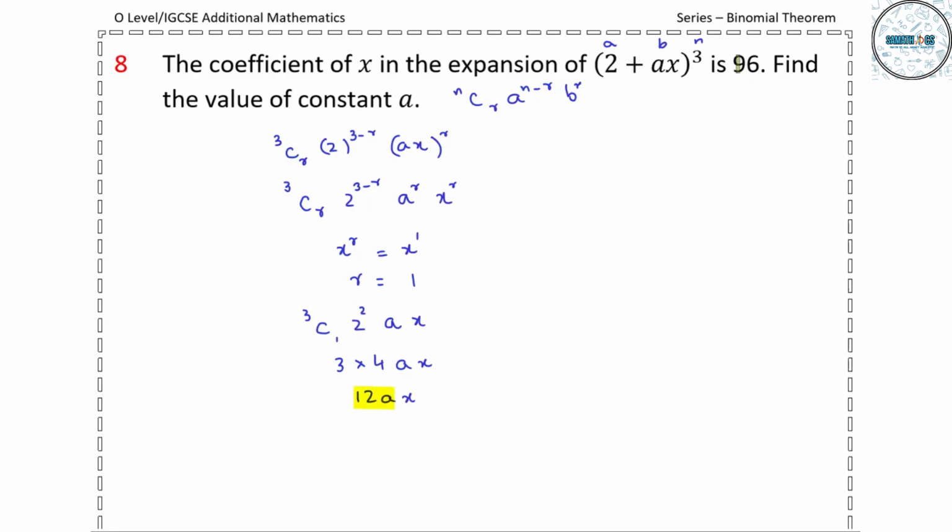12a is the coefficient of x, and in the question it is given that the coefficient of x is 96. So we will simply equate 12a to 96. So a is equal to 96 divided by 12, which is 8. So the value of a is 8 here.